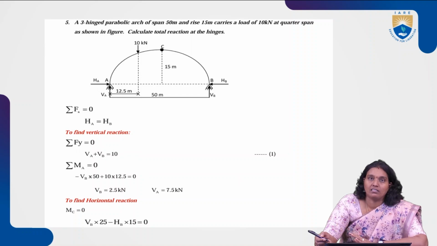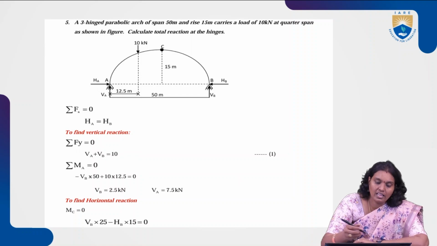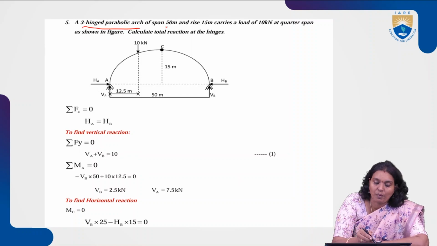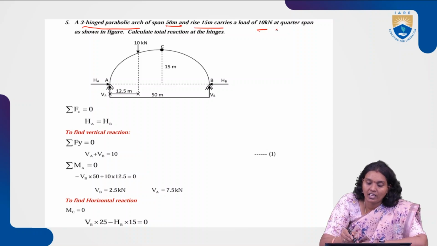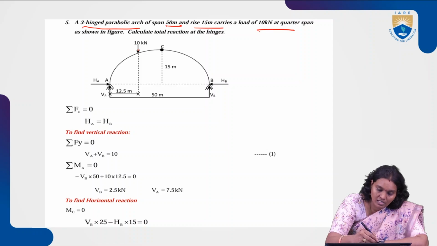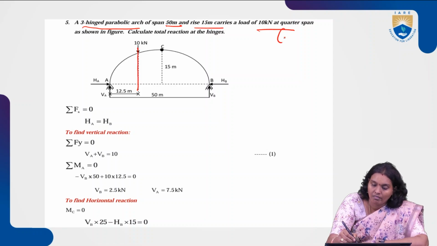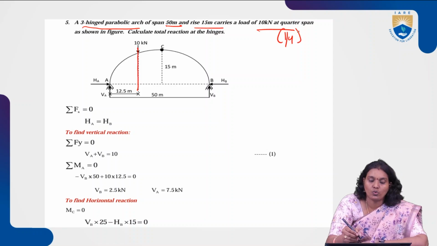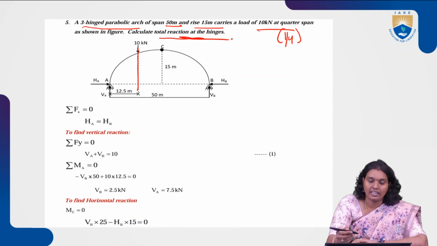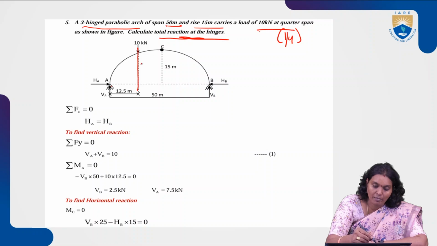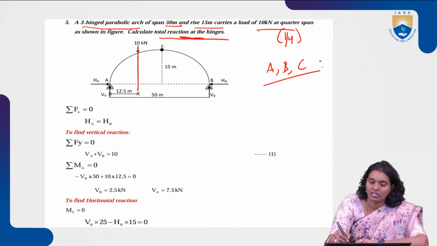And one more, of similar kind: a 3-hinged parabolic arch of span 50 meters and rise of 15 meters carries a load of 10 kilonewton at a quarter span, that is, 1/4 of the span, as shown in the figure. Calculate the total reactions at the hinges. Here it is also a 3-hinged arch, so A, B, C are the supports. We have 3 points.